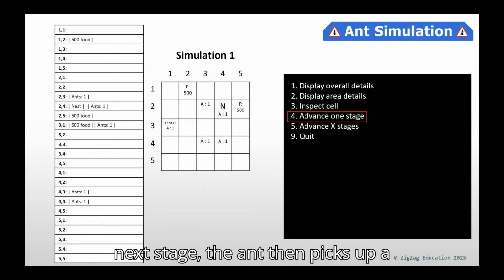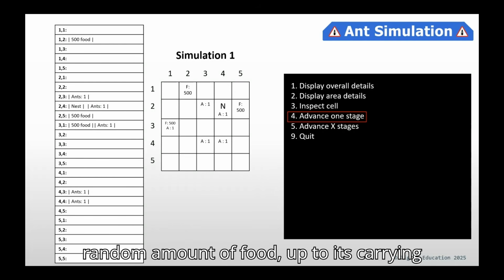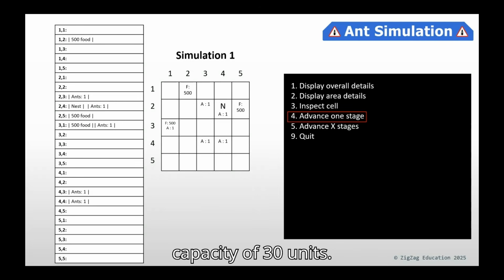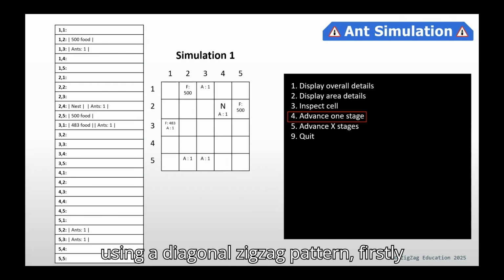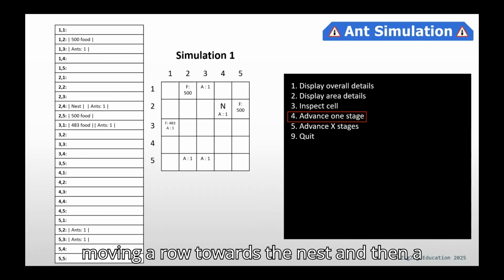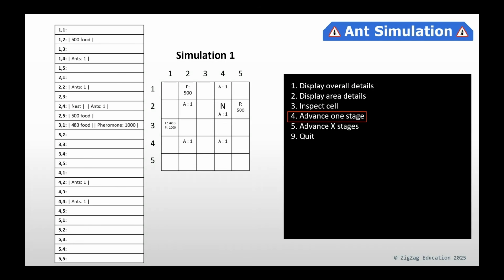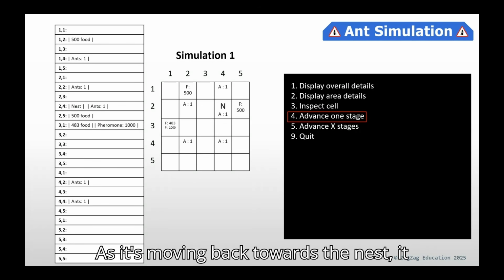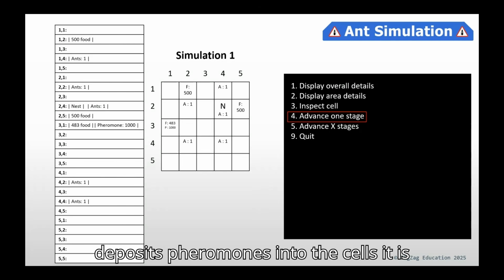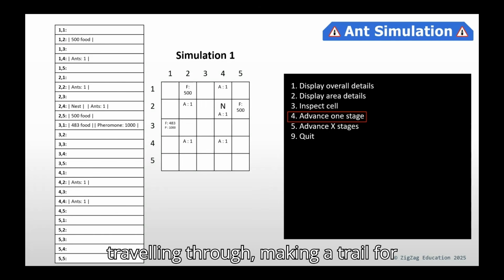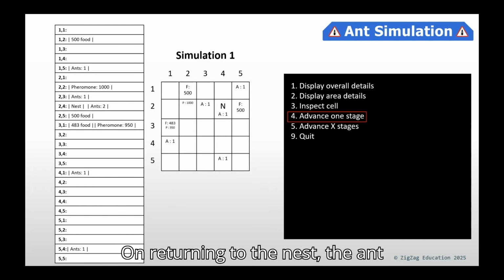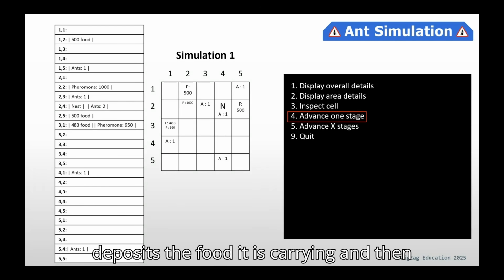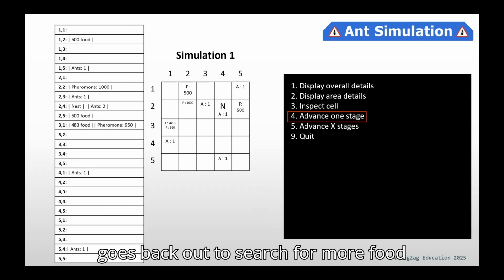In the next stage, the ant then picks up a random amount of food, up to its carrying capacity of 30 units. It then makes its way back to the nest using a diagonal zigzag pattern, firstly moving a row towards the nest and then a column towards the nest. As it's moving back towards the nest, it deposits pheromones into the cells it is travelling through, making a trail for other ants to follow to the food source.